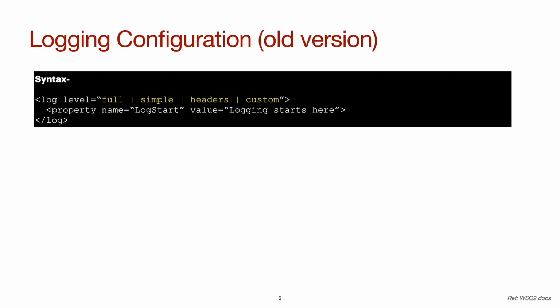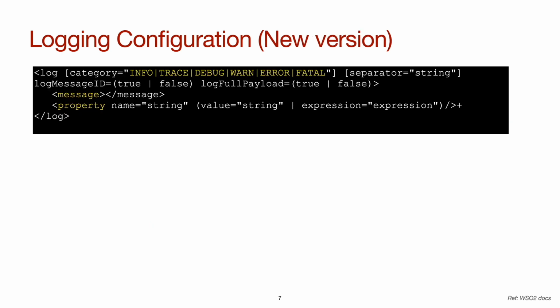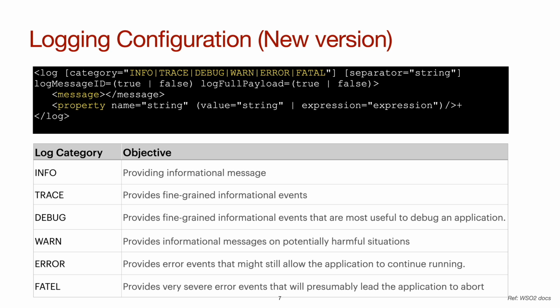Logging configuration in old version looks like this. Here we define the log level, and messages are typically printed via the property mediator. Log level includes full, simple, header, and custom. Now let's see what's there in the new version. We have to define a log category, the separator followed by the two options, printing the full payload and printing the message ID. Log categories are info, trace, debug, warn, error, and fatal.